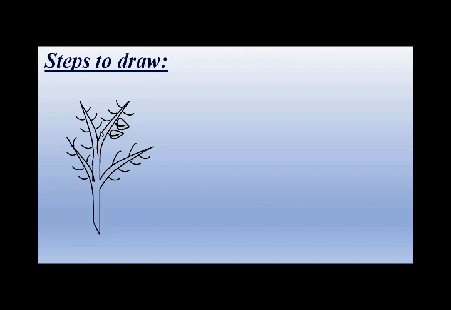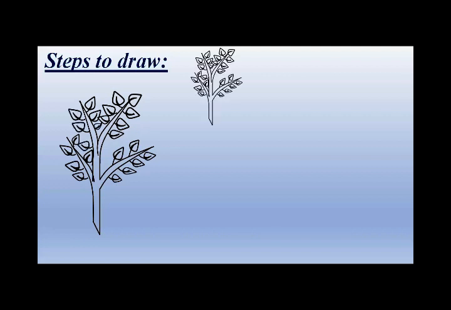Okay, now the leaves arise. How can we draw the leaves? You will use two curved lines to draw the leaf. Just see on the slide. These are the leaves, and they are drawn on each and every branch of the stem. So this is the small plant. Now it will look like this.